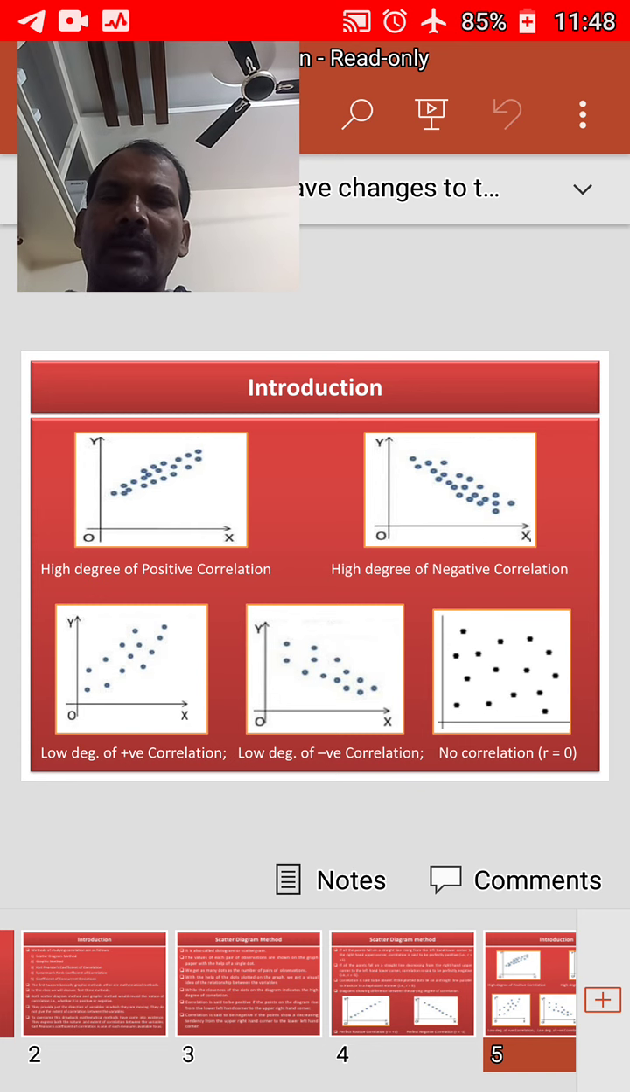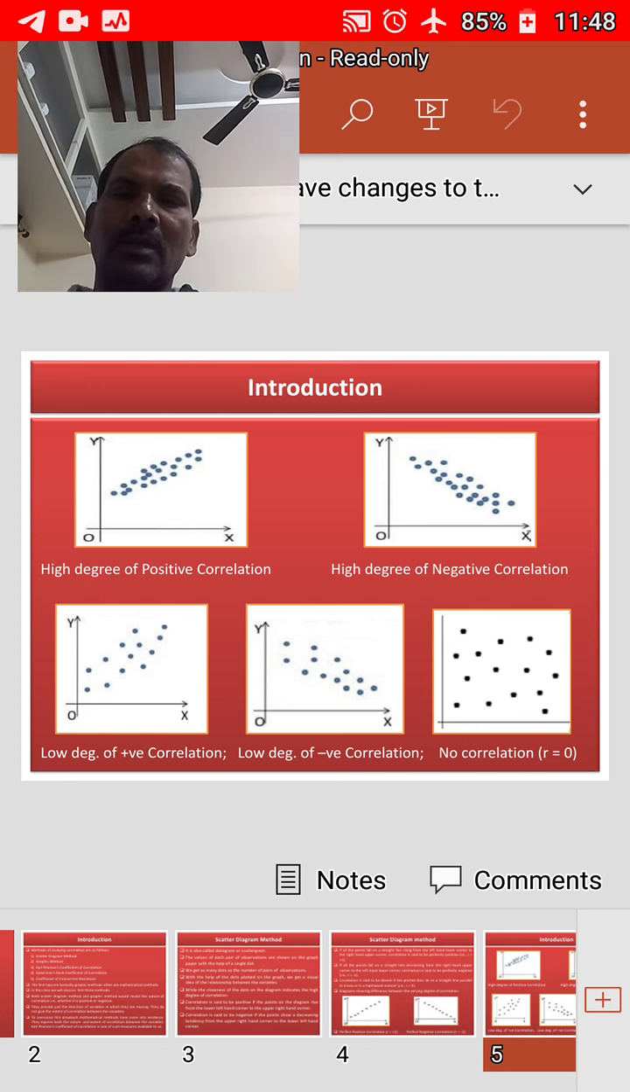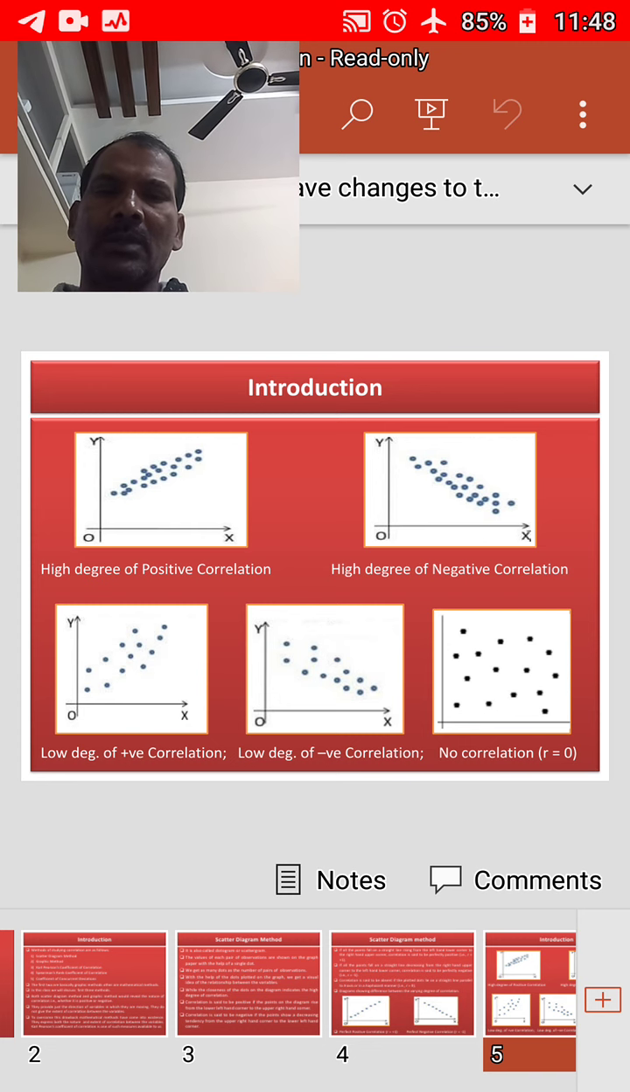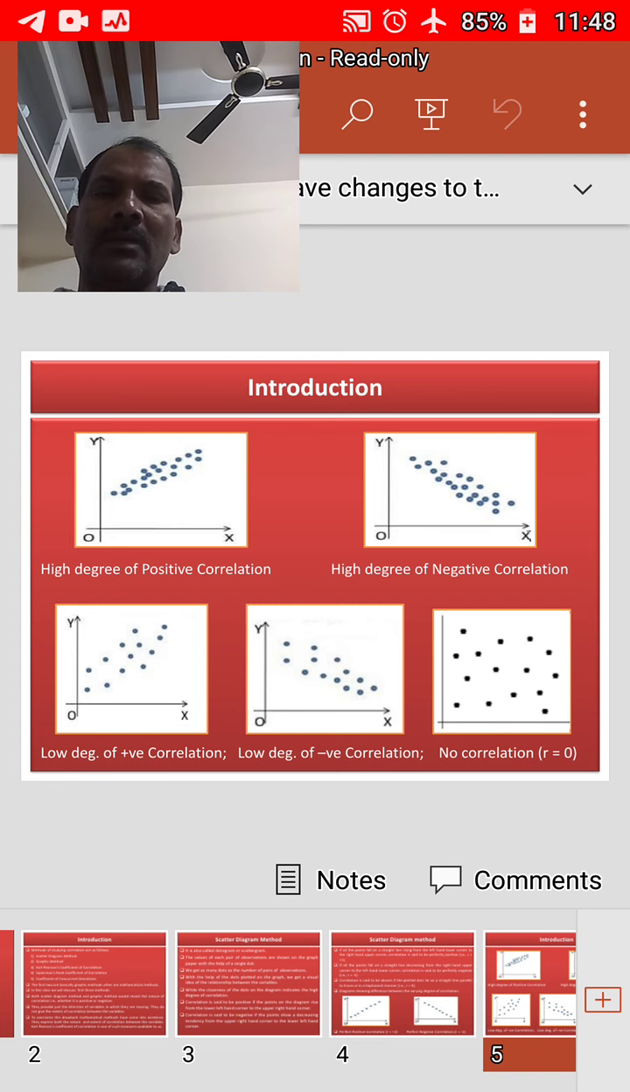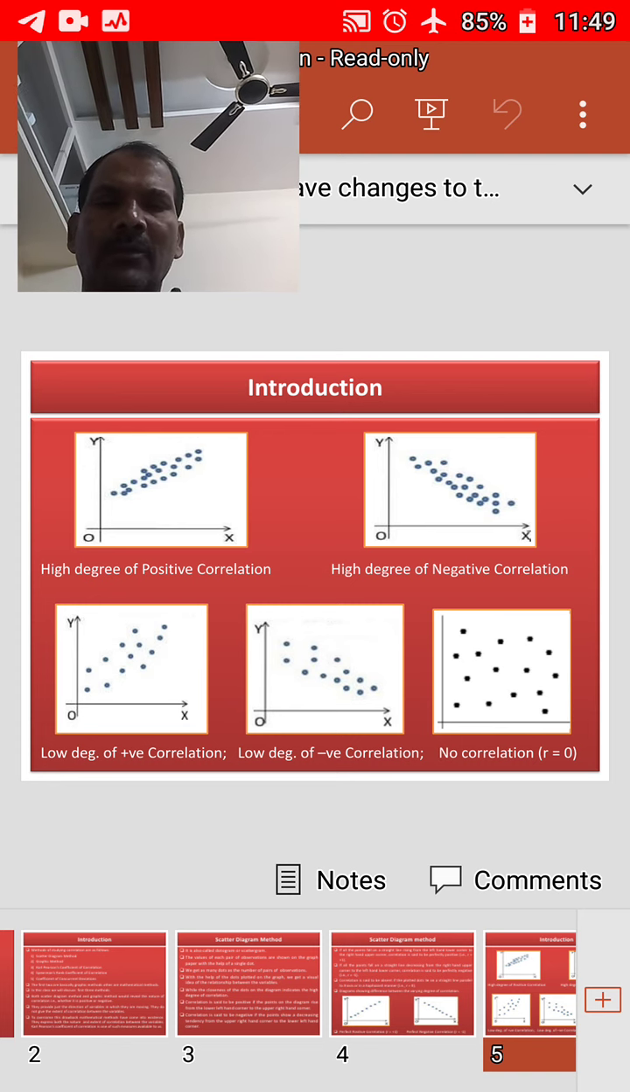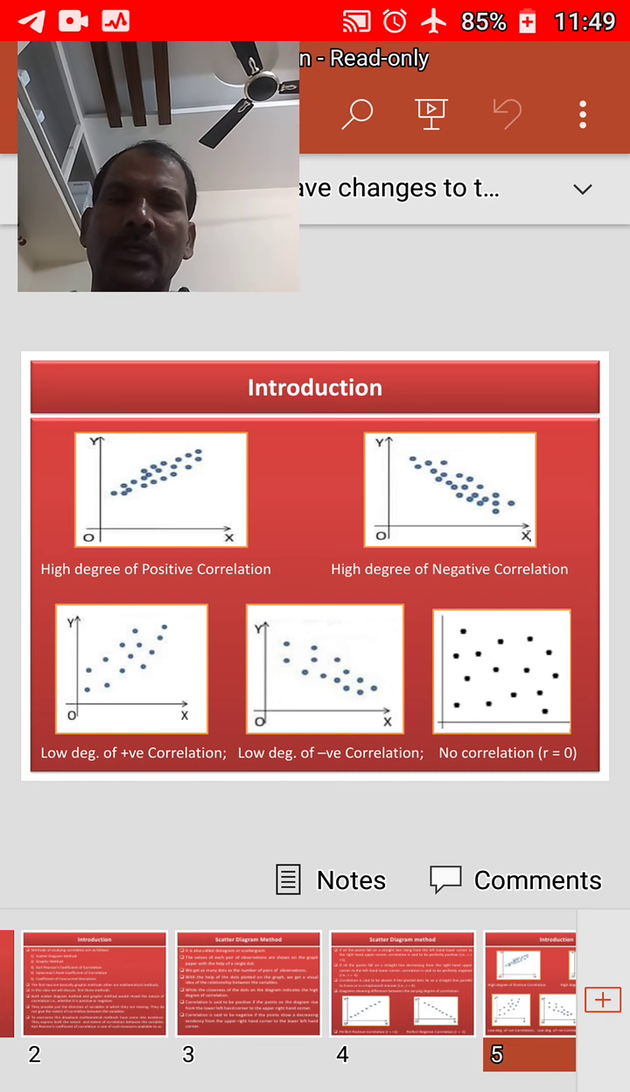In the same manner, from left to right, the dots are falling in nature and they are not closer to each other. The density is very low, meaning the dots are scattered, which shows a lower degree of negative correlation.